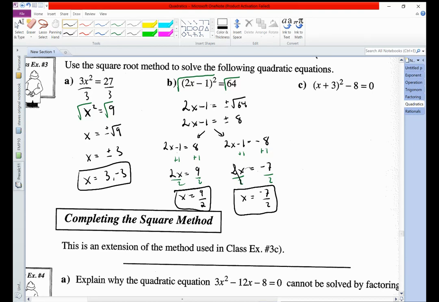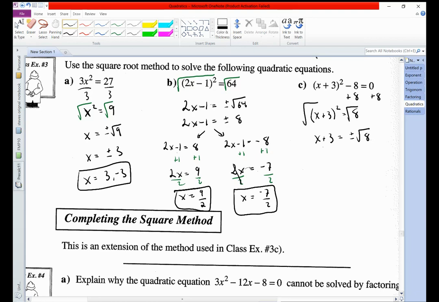And the last one we have is x plus 3 squared minus 8. The first step is to add 8 to both sides. Now we have x plus 3 squared is equal to 8. Now we can take the square root of both sides, and we have x plus 3 is equal to plus or minus root 8. In this case, the square root of 8 is not a perfect square, so it won't become an integer or a whole number. We're going to leave it like that.